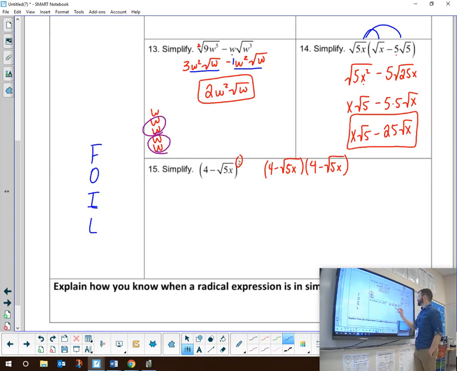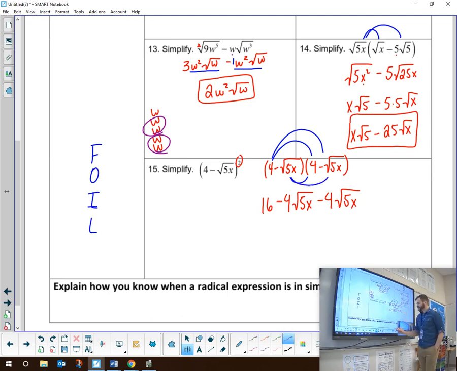Okay, so we're going to go first. 4 times 4 is 16. Outer, 4 times negative square roots of 5x is negative 4 square roots of 5x. Inner, negative square roots of 5x times 4 is also minus 4 square roots of 5x. And then our last two, square root of 5x times a negative square roots of 5x is going to be a positive square roots of 25x squared.